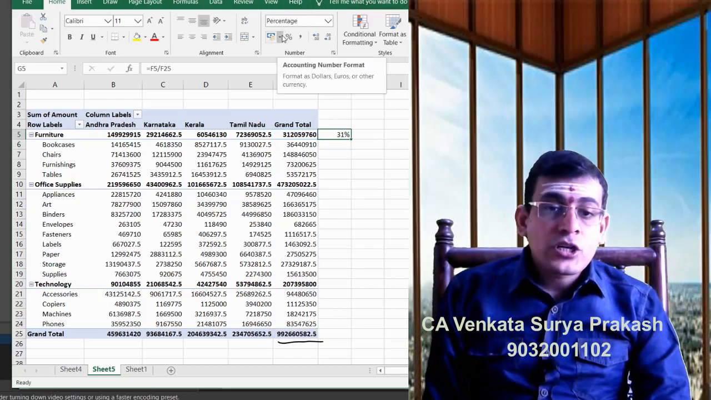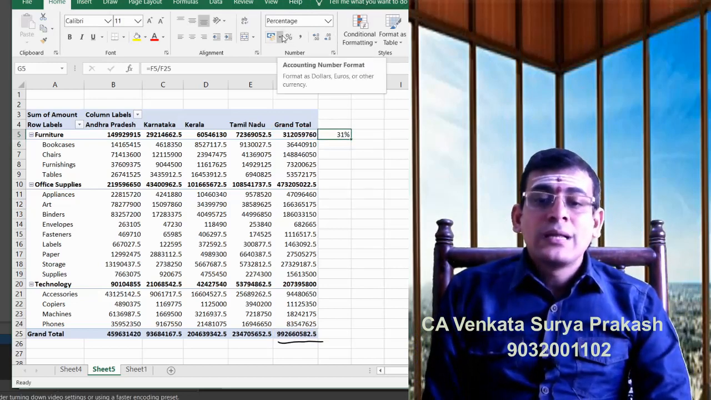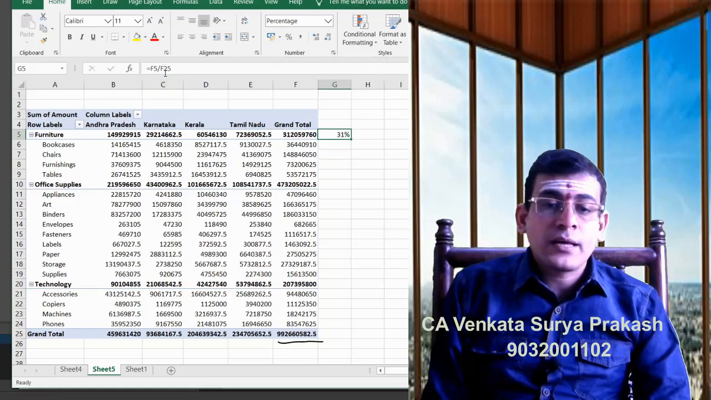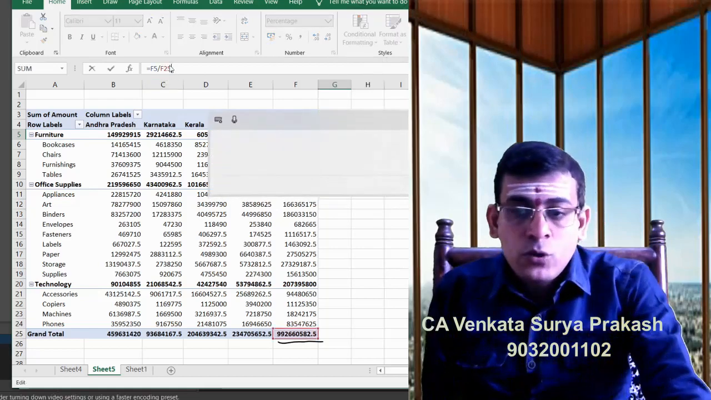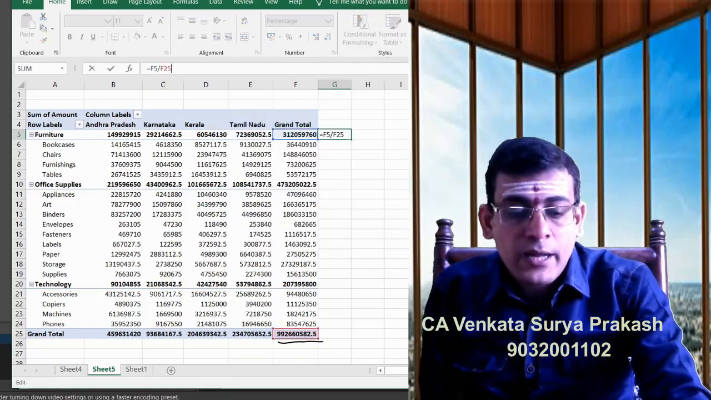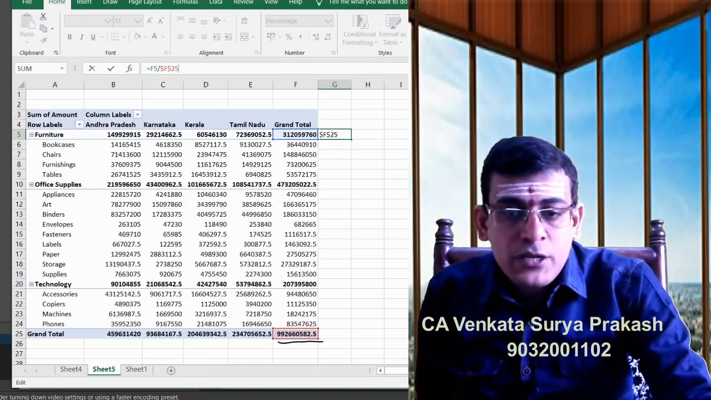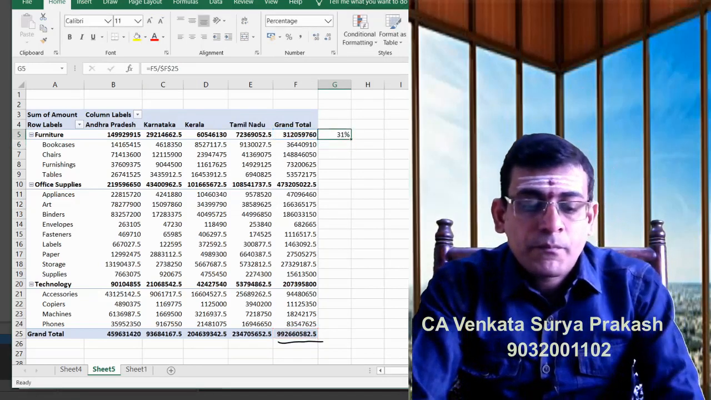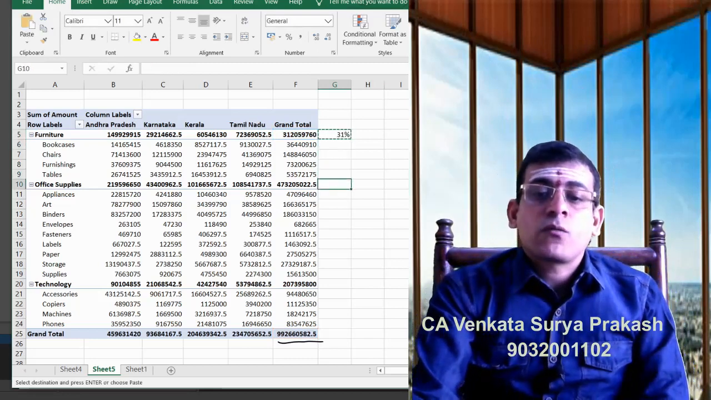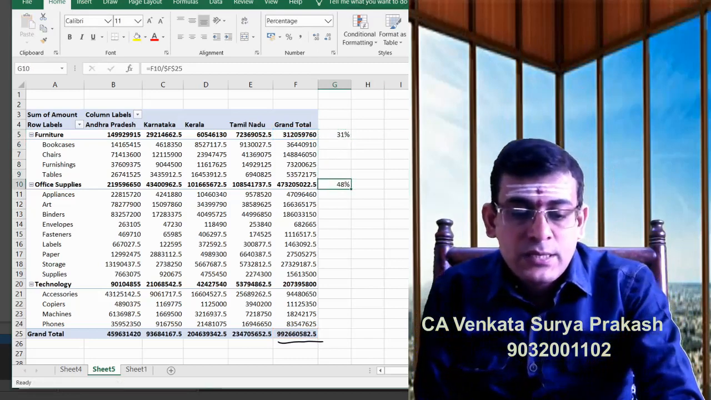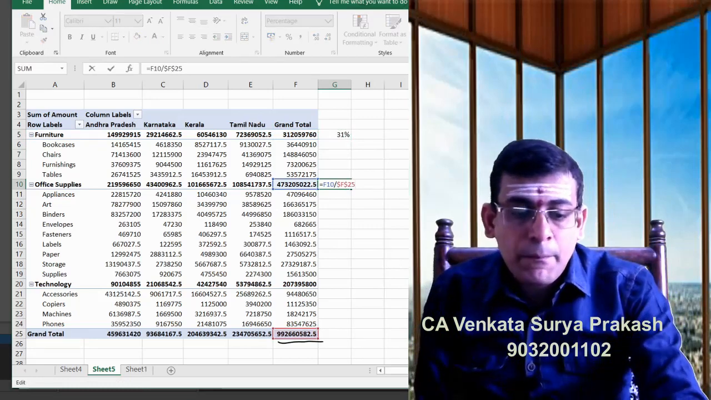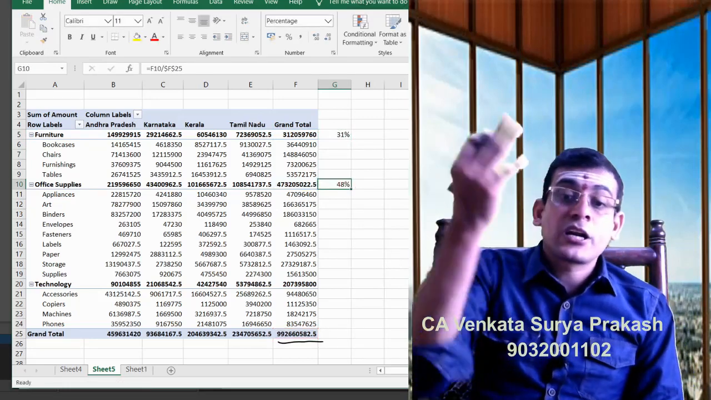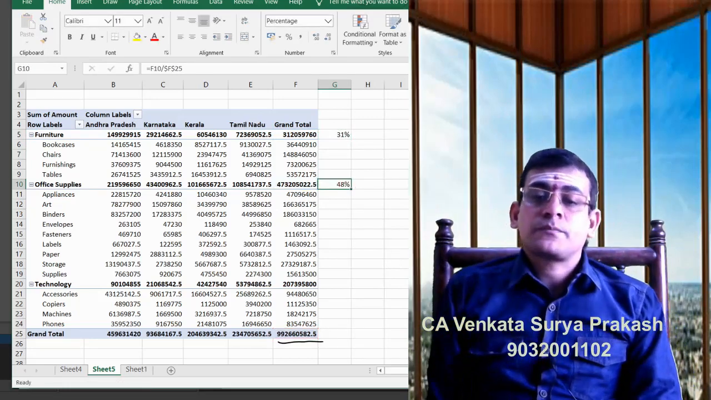Furniture business is giving you 31%. You are getting 31% of revenue from your furniture segment alone. So your furniture business is giving you that much revenue. Then what about your other segments? What about my office supplies? My office supplies is giving me the greatest revenue, 48%.